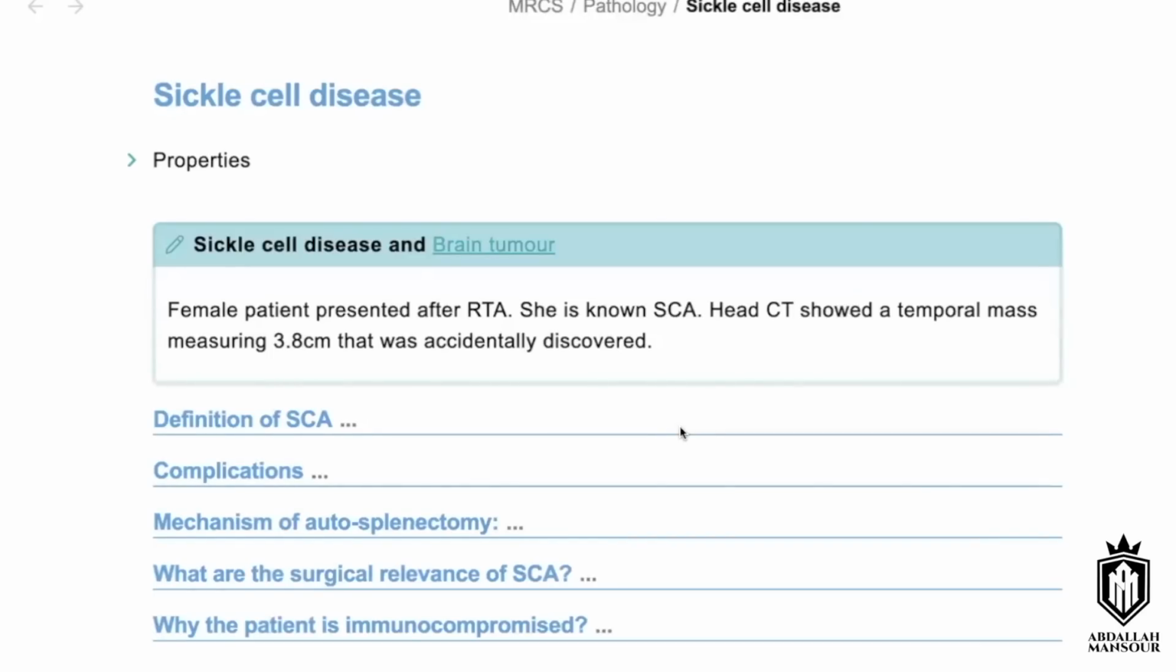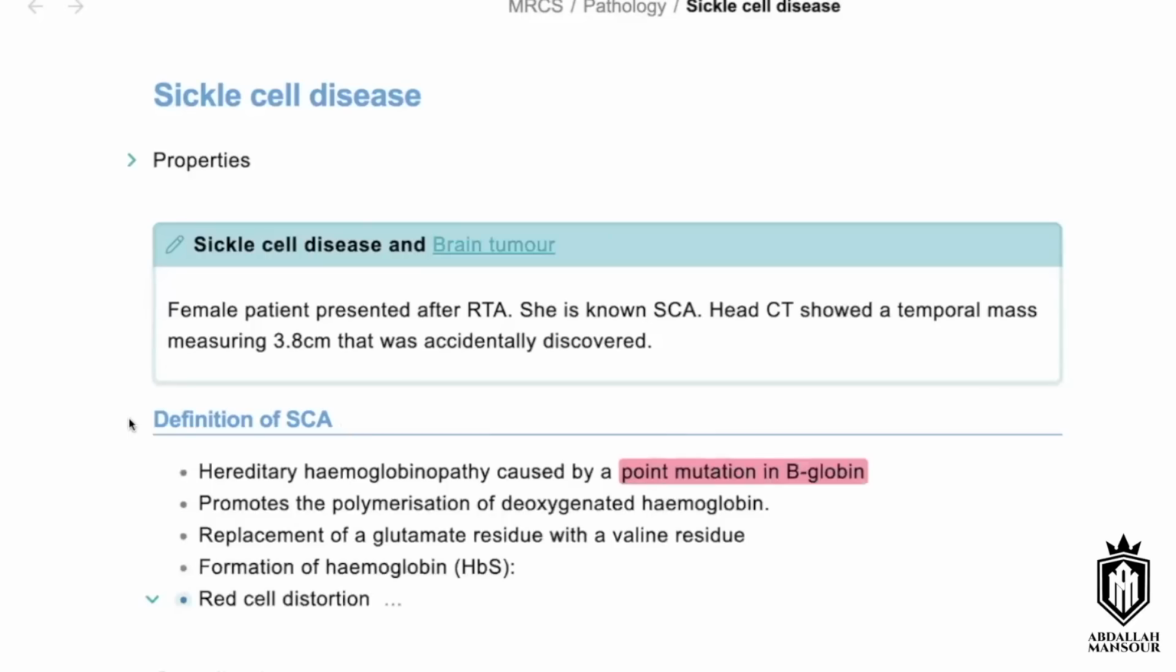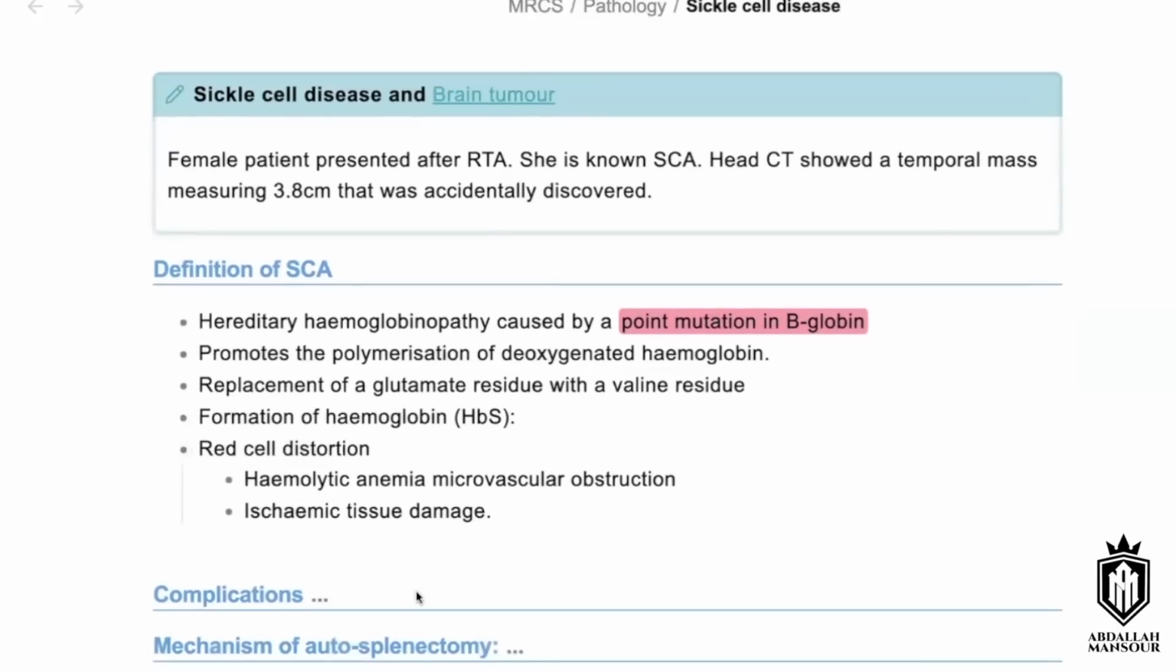Okay, so it's a hereditary hemoglobinopathy that causes mutation of beta globin, then promotes formation of deoxygenated hemoglobin, leading to symptoms like hemolytic anemia, microvascular obstruction, and maybe tissue damage. Okay, that's good. What are the complications of sickle cell anemia?